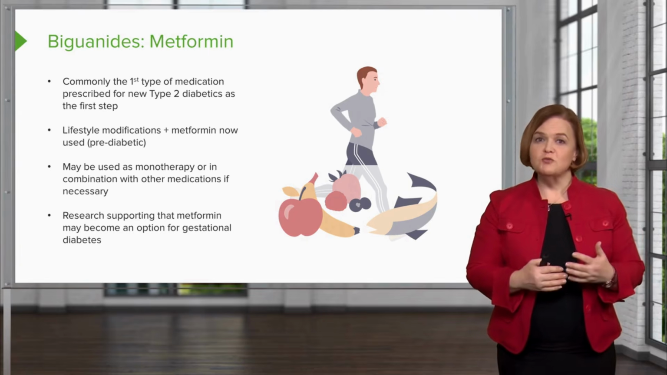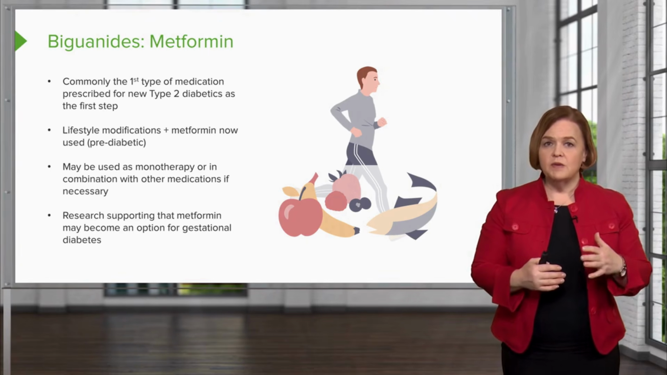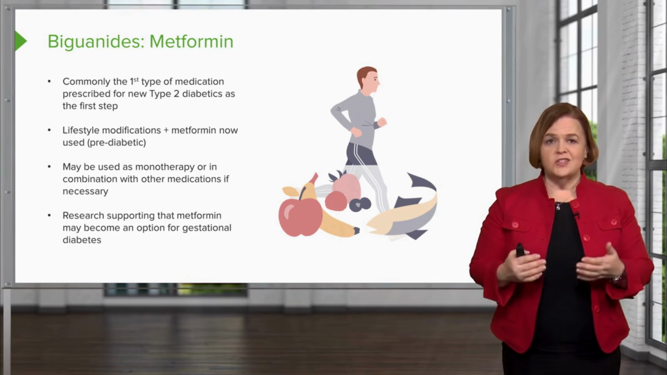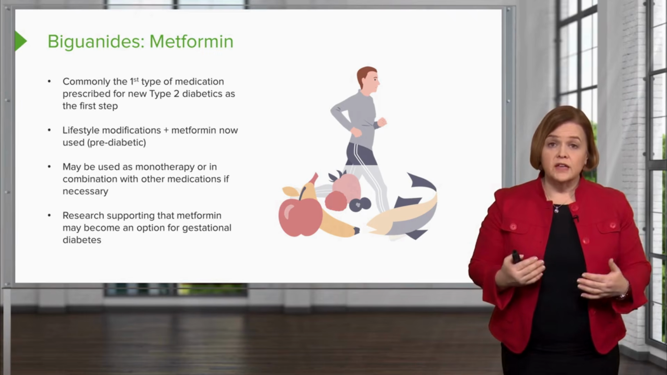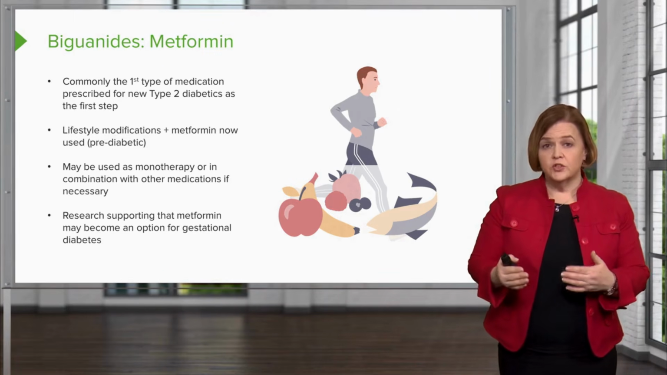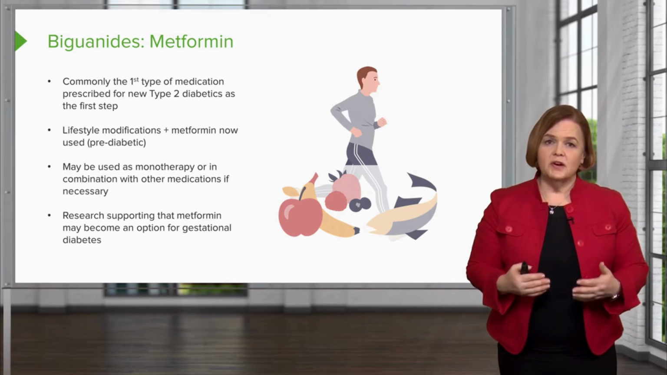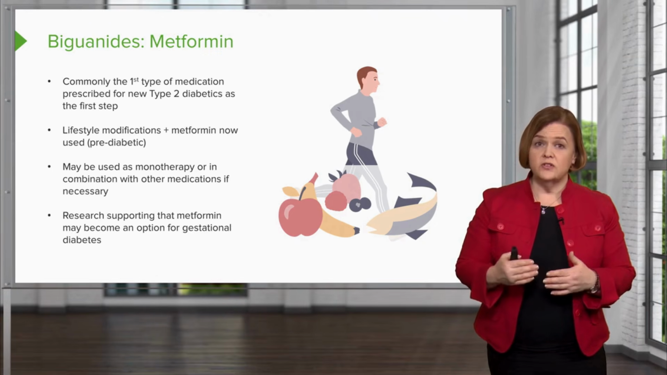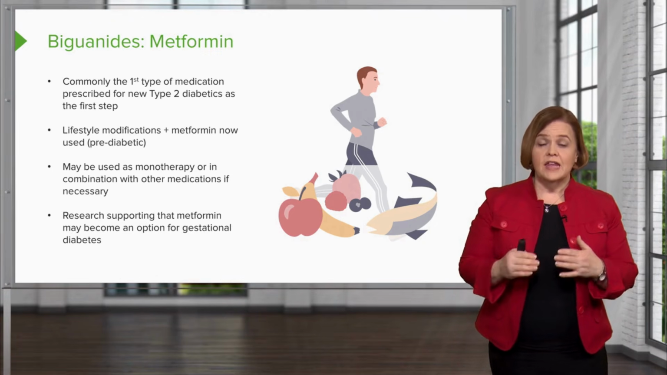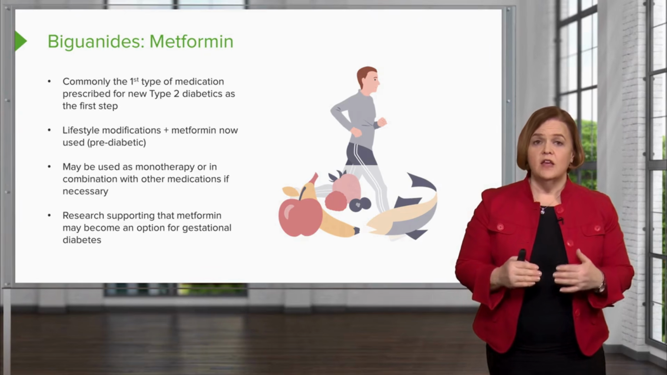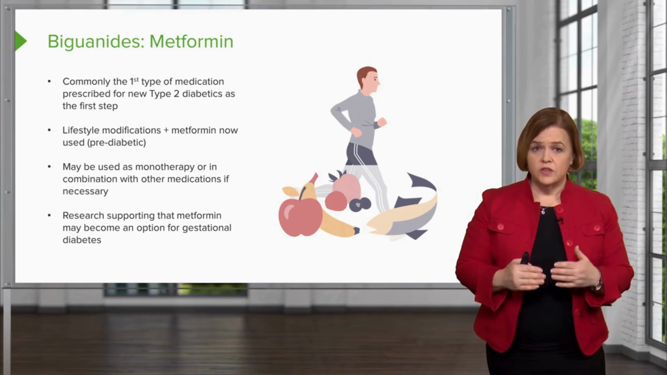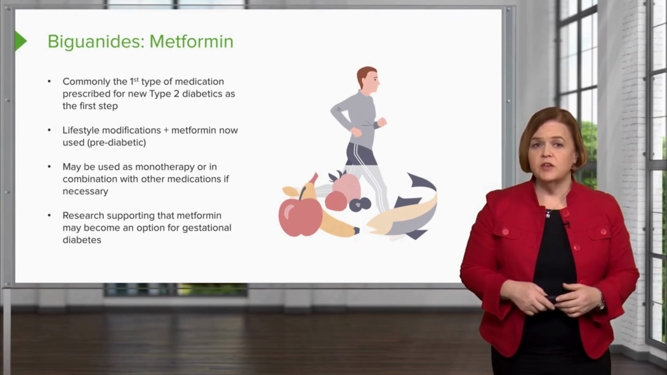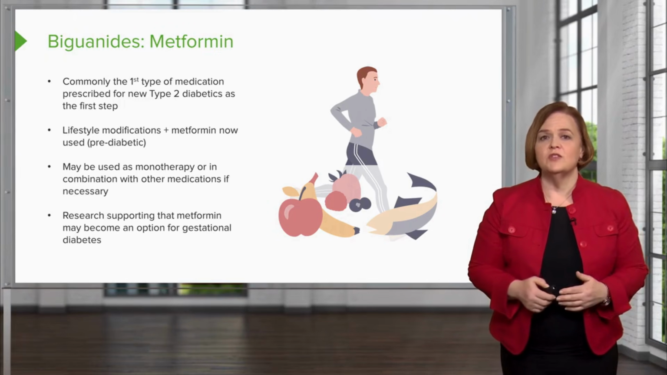Now, there's also some new research coming out that this may become a drug of choice for people with gestational diabetes. Gestational diabetes means a woman who is pregnant who develops high blood sugars during the pregnancy. Sad part about this is if you develop gestational diabetes, you're at a higher risk to develop type 2 diabetes. And it hasn't become practice yet. Normally we use insulin to deal with a gestational diabetic client's blood sugar, but metformin is showing promise, so this may be something that you see in the future.